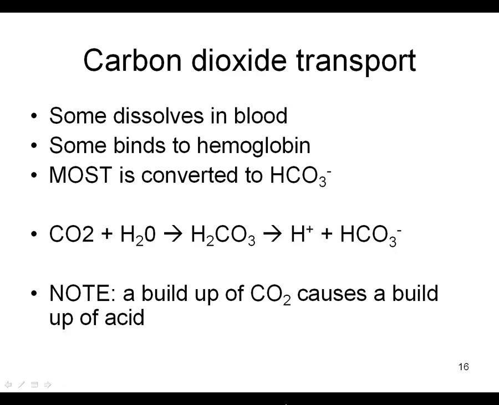So as CO2 is converted into bicarbonate, a hydrogen ion is made. And this is why when we retain CO2 and CO2 builds up, it causes acidosis. And this is why when we don't have enough CO2, we don't have enough hydrogen ion, and we have a situation called alkalosis.